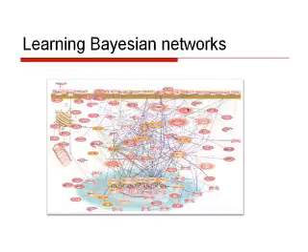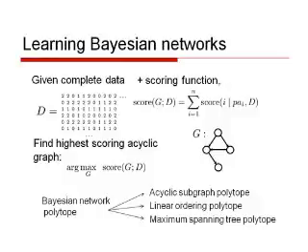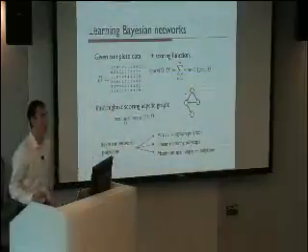I've applied these same techniques to the problem of learning Bayesian networks, so now learning the structure. I'm not going to go into the details, but now rather than the marginal polytope, we've got something called the Bayesian network polytope, which is very closely related to the acyclic subgraph polytope, the linear ordering polytope, and the maximum spanning tree polytope. And we again applied the same polyhedral ideas to give one of the first global approaches for learning Bayesian networks. All of the previous ones were based on local search or Monte Carlo methods.